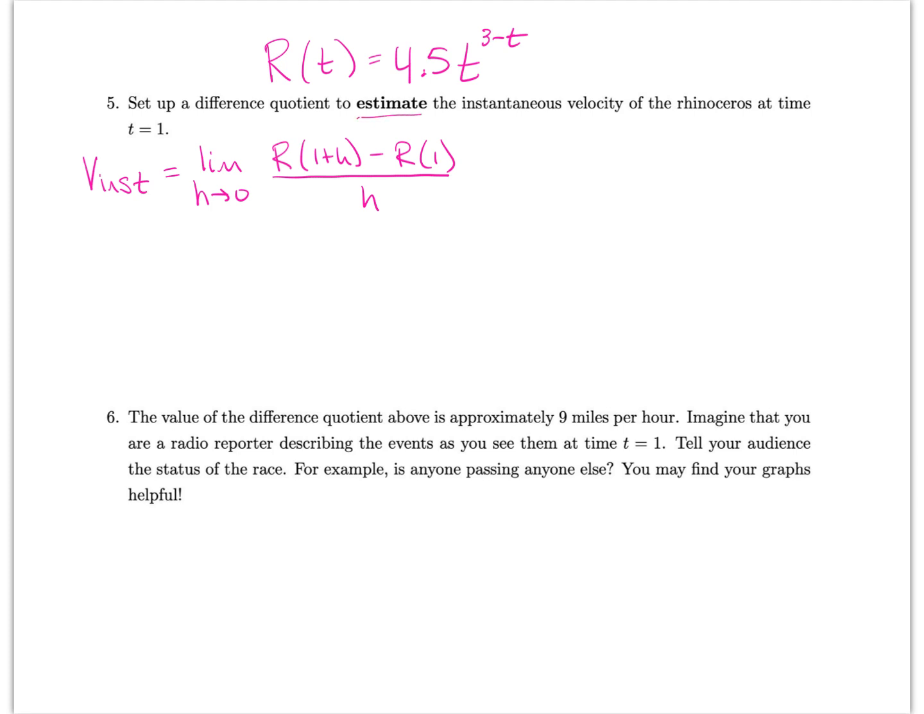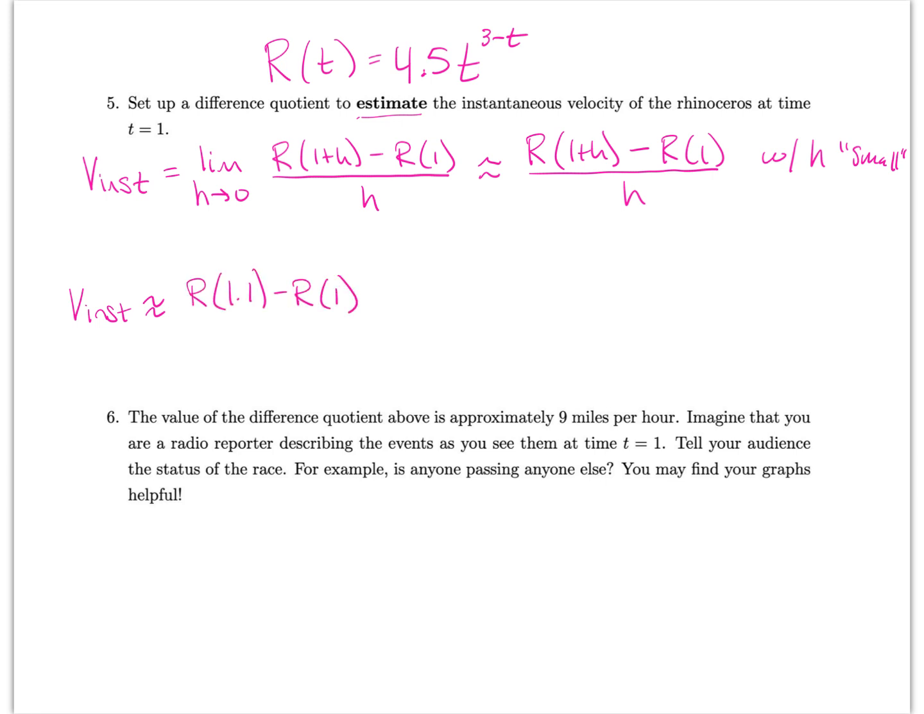But they actually want us to estimate instantaneous velocity. The best way to estimate instantaneous velocity is with an average velocity over a small time interval. So we're going to say this is approximately equal to r of 1 plus h minus r of 1, all over h, with h small. So let's make h 0.1. This is pretty arbitrary, and what small means depends on how good you want your estimate to be. But I'm going to choose h to be 0.1. So my instantaneous velocity is going to be approximately r of 1.1 minus r of 1, all over 0.1.